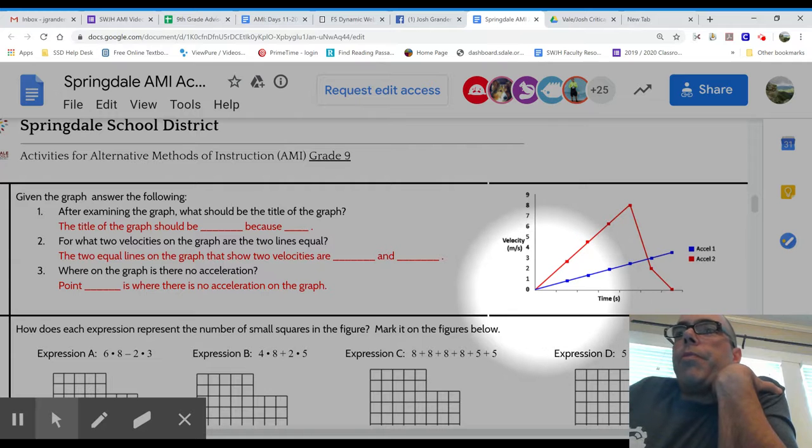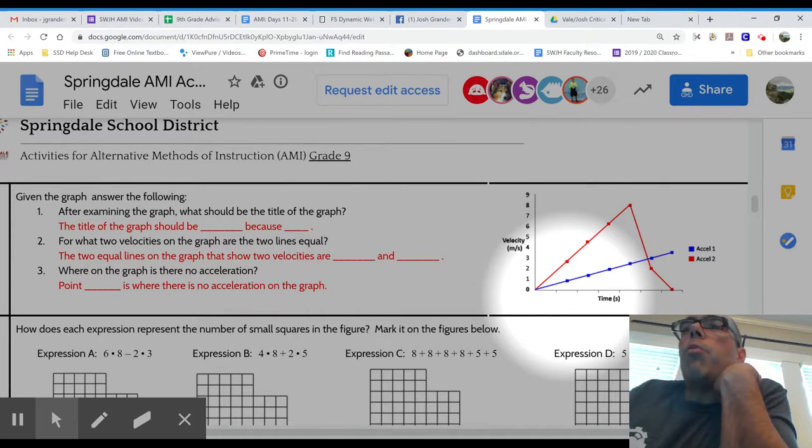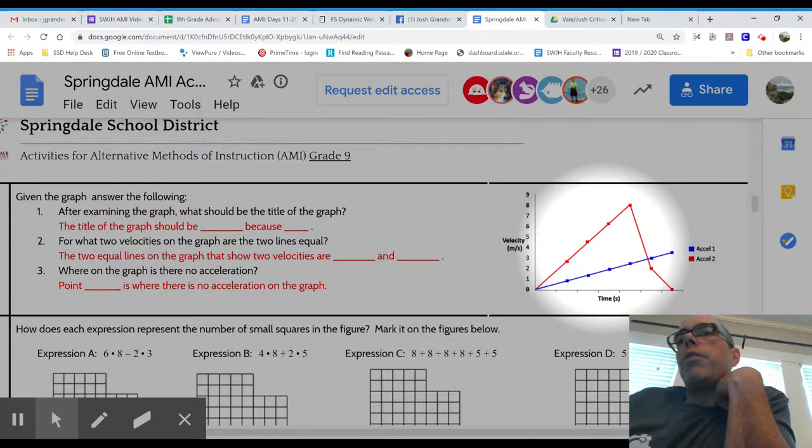So, we're going to have to find the point. Think about it for a little bit. Find the point where there is zero increase, there is no change in the velocity, none whatsoever.